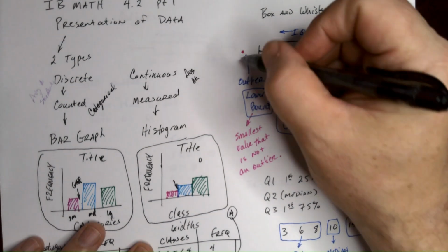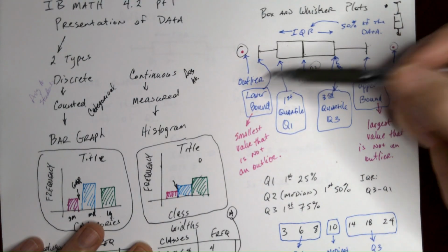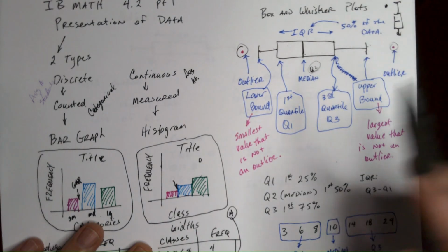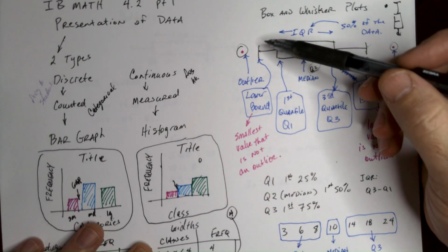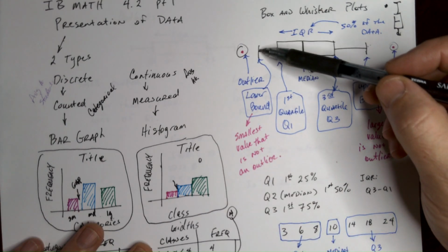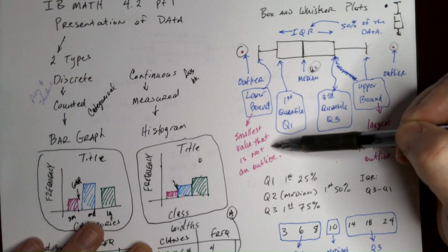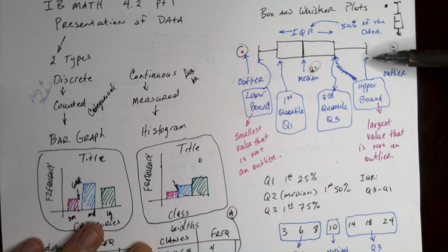All right, now, sometimes you have some values that are extreme, really large or really small. Those are called outliers. So it can be a little confusing. This outlier would be a part of the data set, but we still have a lower bound. And the lower bound is the smallest value that is not an outlier. And the upper bound is the largest value that is not an outlier.